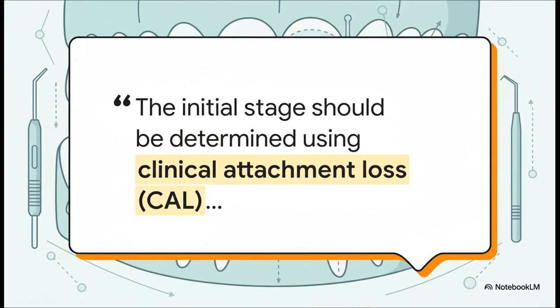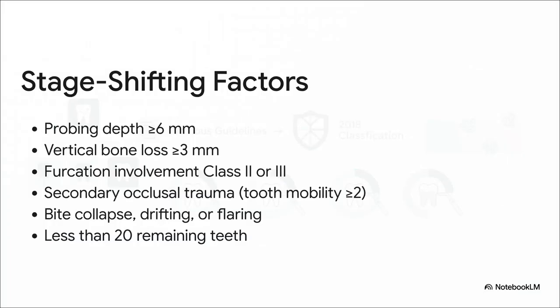Only if you absolutely can't get a reliable CAL should you default to using RBL. And here's where it gets really smart. Let's say a patient's CAL puts them squarely in stage 2, but they also have a class 2 furcation, or maybe some secondary occlusal trauma with mobility.